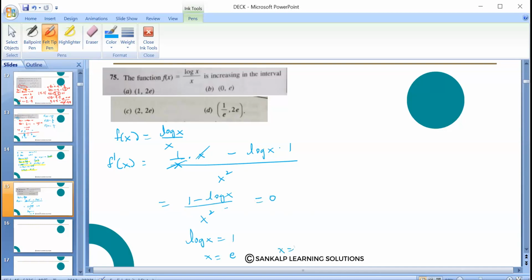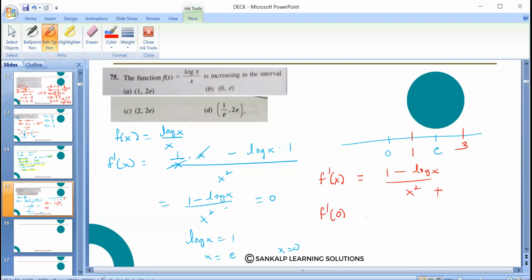And the other one, bottom x equal to 0. So on the number line, take 0 and e. Randomly pick up numbers. You can't take negative numbers. You can take 1 and 3. In f dash, that is 1 minus log x by x square, x square is anyhow positive. So f dash of 0 is not defined. So 0.5. You can use calculator.